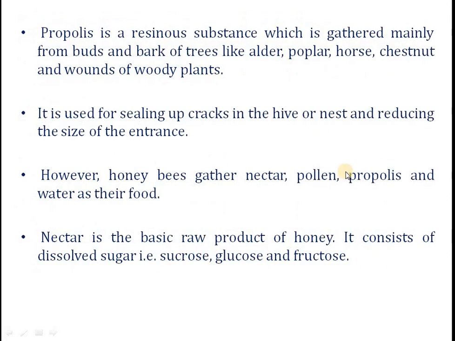The second one is propolis. It is also collected by the worker bees. Propolis is a resinous substance gathered mainly from the buds and bark of trees like elder, poplar, horse chestnut, and from wounds of woody plants. So propolis is collected from tree resources.